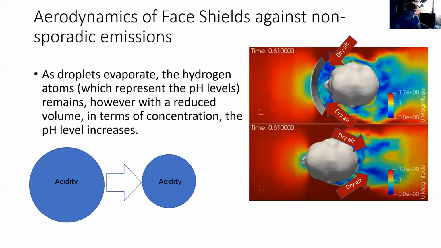And what happens when the droplets evaporate? So the hydrogen atoms which are present in the said droplets are retained. However, since the volume decreases, the concentration increases, so the pH level decreases. So take note, if the pH level decreases, meaning there's high acidity. If the pH level increases, that means that it's more leaning towards the basic side of the spectrum.